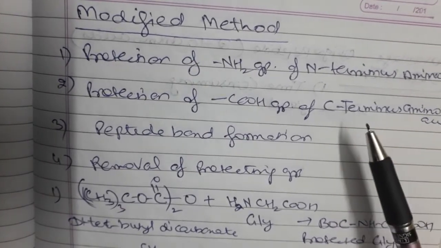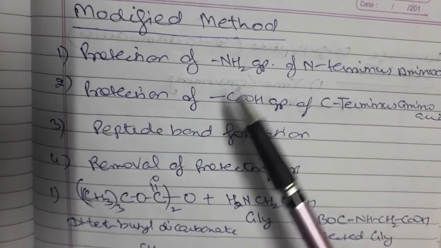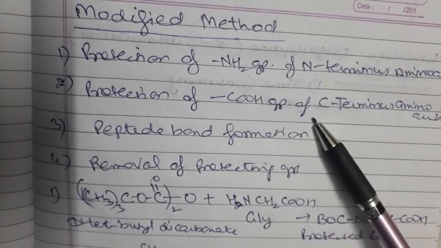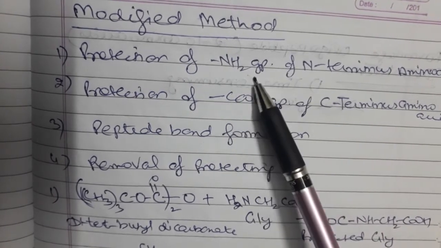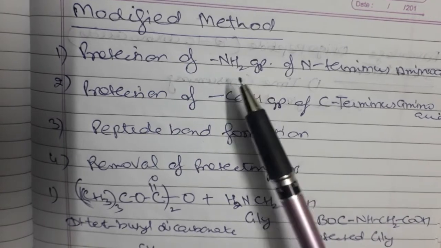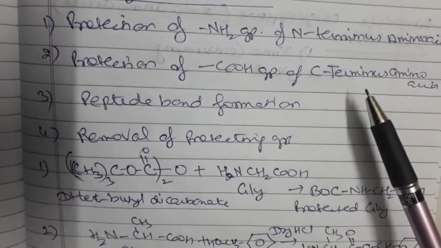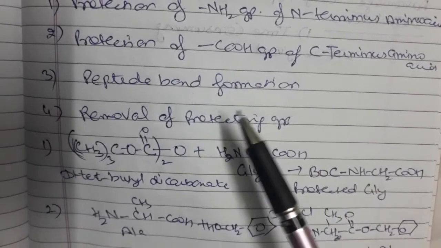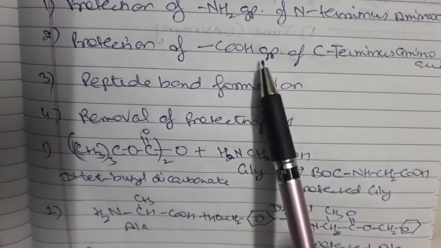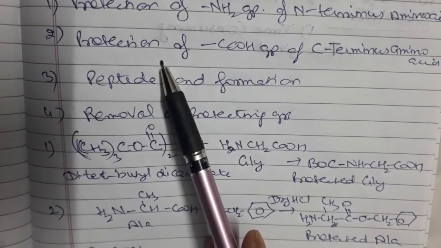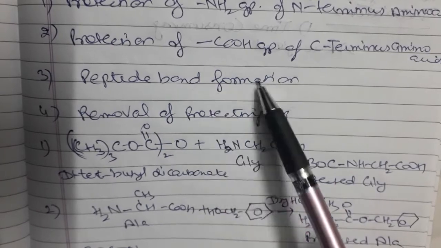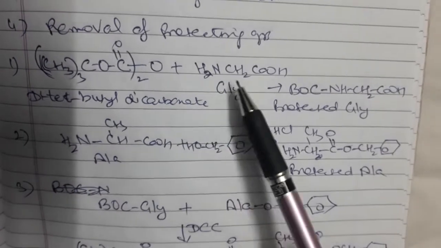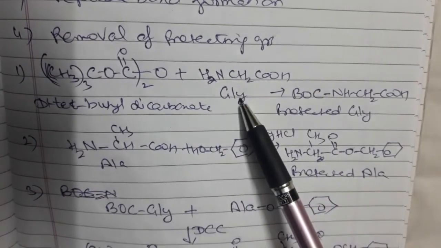Suppose we have to prepare dipeptide, so one amino acid is on the N terminus side and another is on the C terminus. The amino acid which is on the N terminus side, its amino group has to be protected, and similarly the amino acid which is on the C terminus side, its carboxylic acid group has to be protected in order to avoid racemization. And third is the main step, that is the peptide bond formation, and fourth is the removal of the protecting group. So again we have taken the example of glycyl alanine.